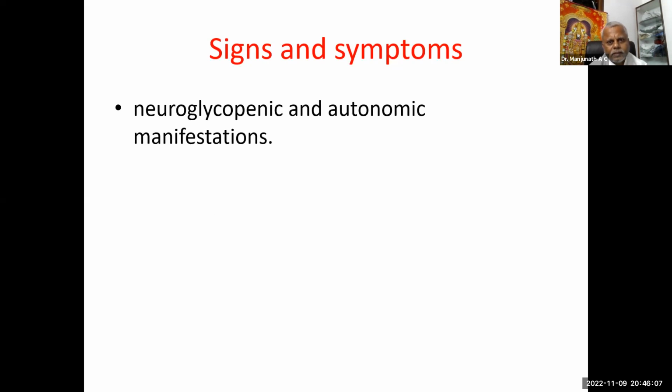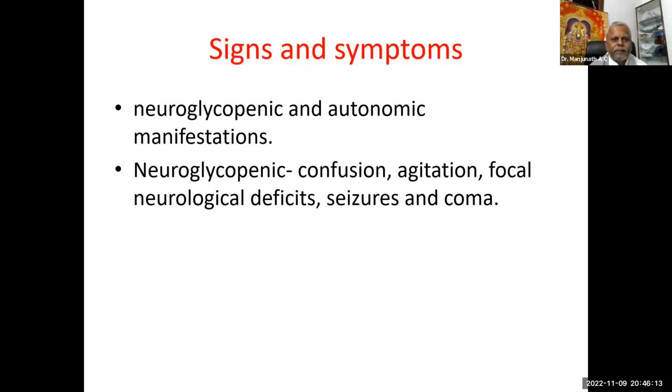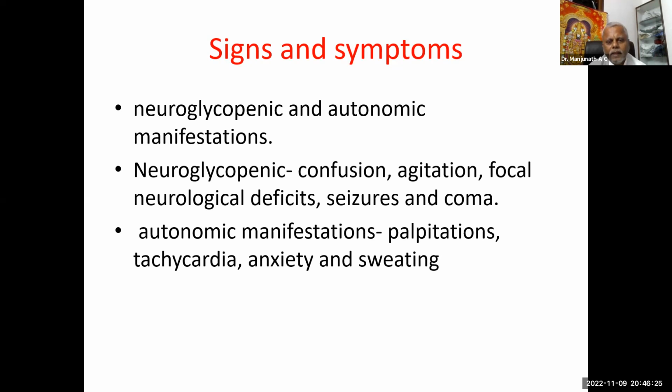The signs and symptoms are mainly due to neuroglycopenic and autonomic manifestations. The neuroglycopenic manifestations are confusion, agitation, focal neurological deficit, seizures, and in severe cases it can be coma also. The autonomic manifestations are palpitations, tachycardia, anxiety, and sweating.